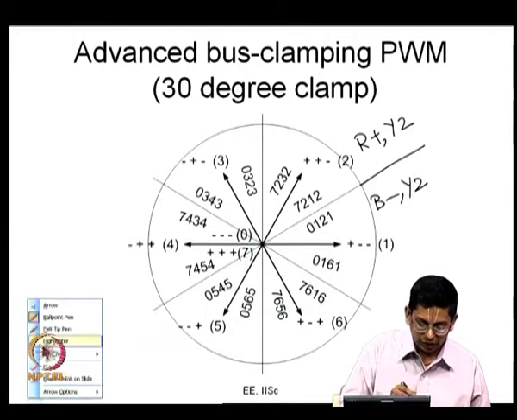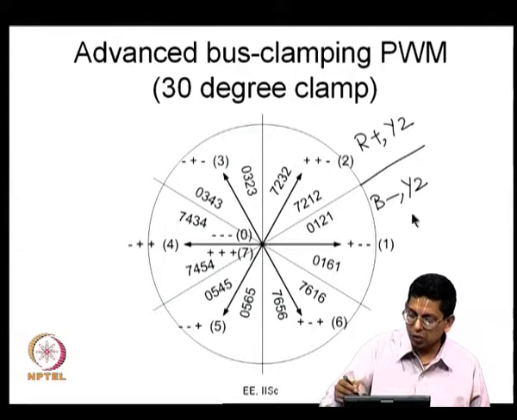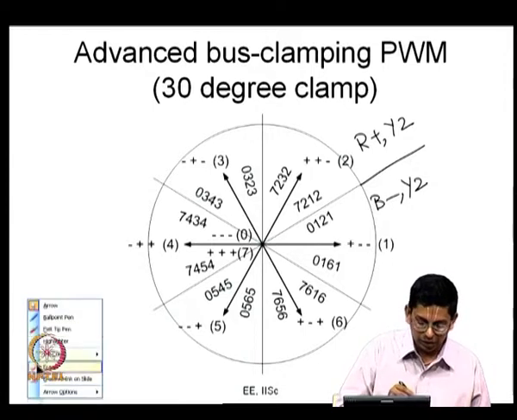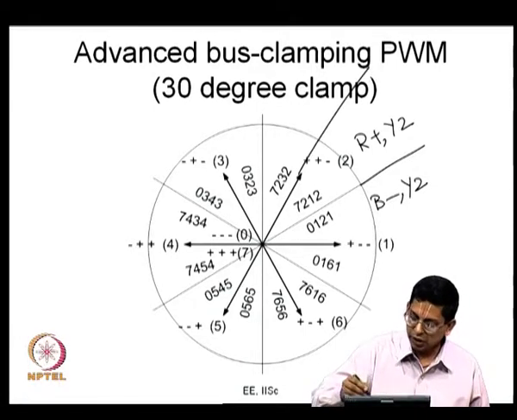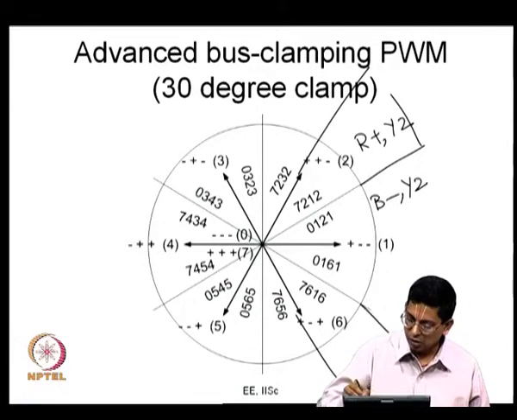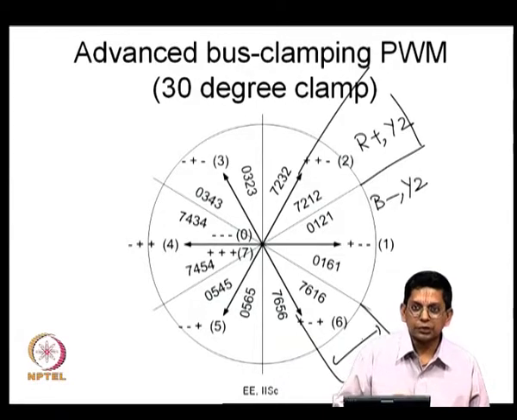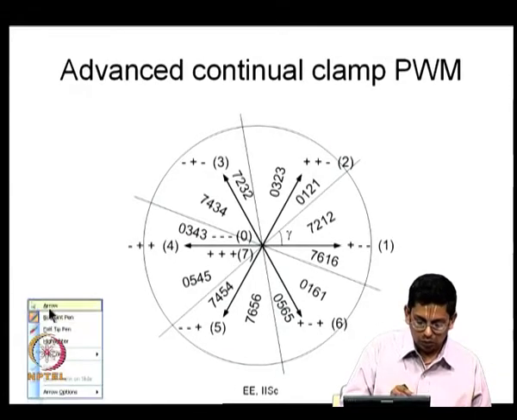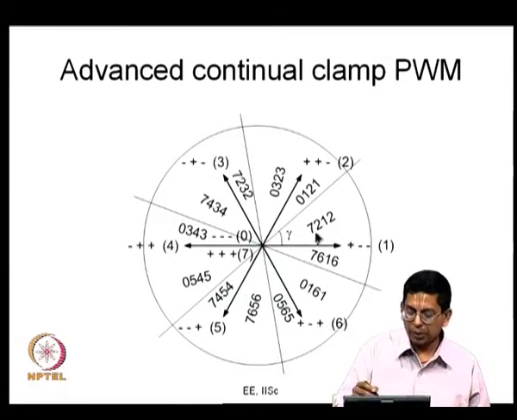So, this is again another example of advanced bus clamping PWM. Here again you see the double switching phase, it switches around the 0 crossing. It double switches around the 0 crossing of the voltage, but now the phase clamping is different. So, every phase is clamped during the middle 30 degree duration. This is the middle 30 degree duration in every quarter cycle. So, this is 30 degree clamp, and that has been modified into an advanced bus clamping PWM.